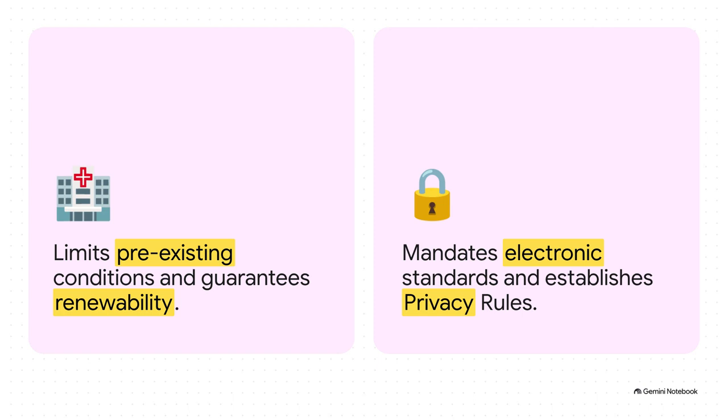Enacted back in 1996, HIPAA is split into distinct titles. Title I, that's all about health insurance portability. This is the part that protects workers and their families when they change or lose their jobs. It limits exclusions for pre-existing conditions and guarantees renewability.